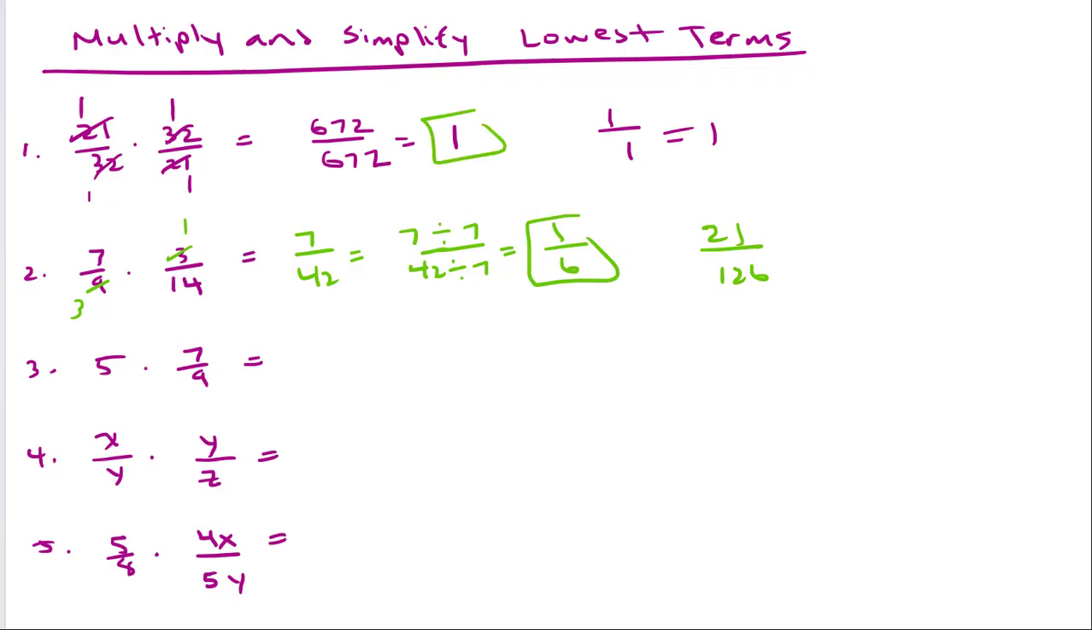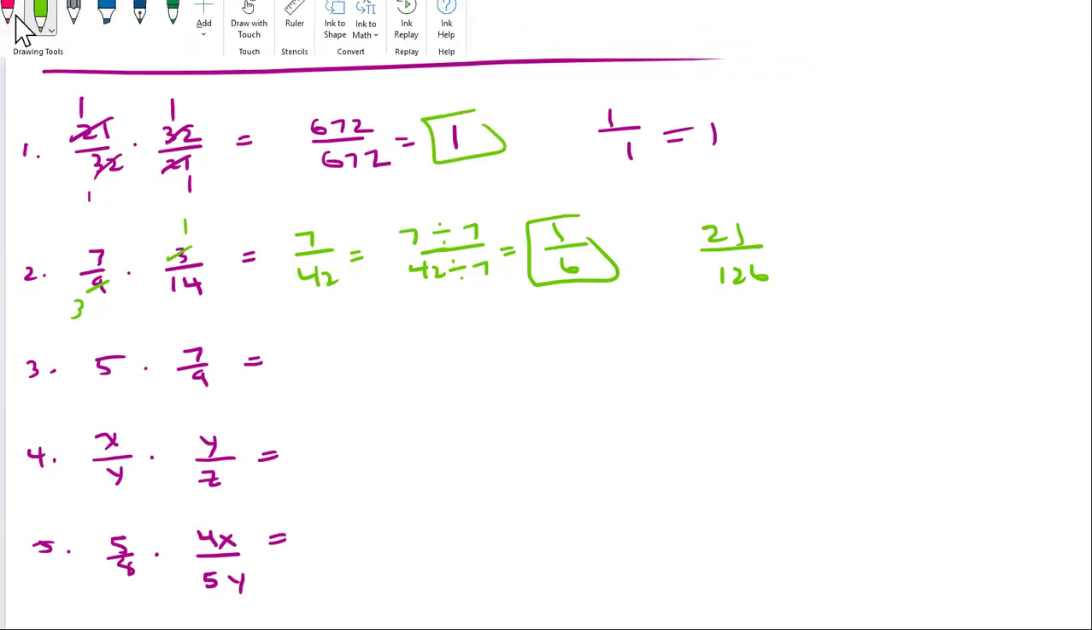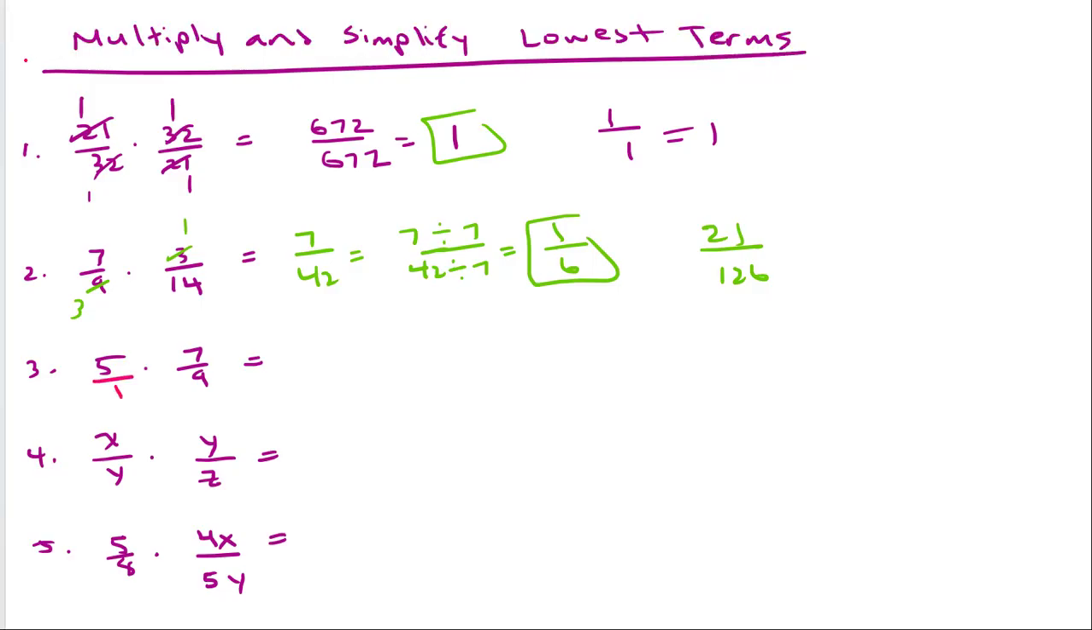Okay. All right, for number 3 here, I have a whole number times a fraction. So remember, we can rewrite the whole number in fraction form. So 5 is the same thing as saying 5 over 1, and then we can just multiply across. So 5 times 7, and then 1 times 9. So 5 times 7 is 35, and then 1 times 9 is going to give us 9, right?